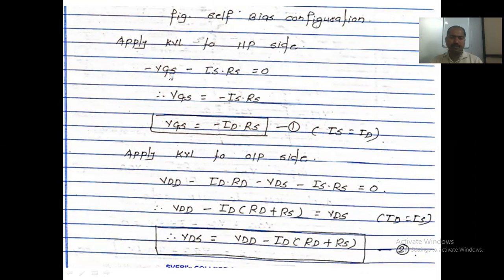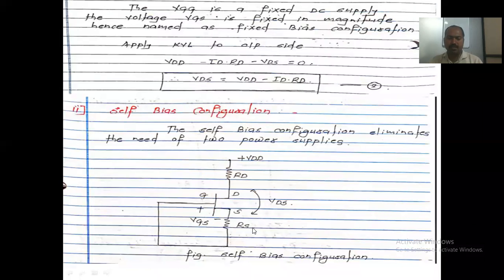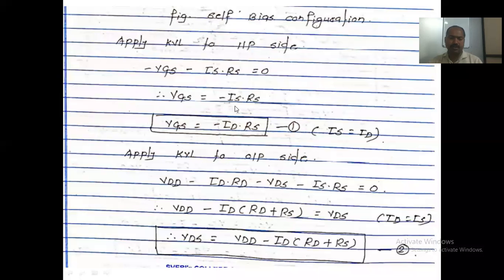For that equation, we take this minus VGS to the other side. So VGS equal to minus IS into RS. This is the equation. But in this configuration, whatever current flows through the drain should be exactly flowing through the source. That's why we take ID equal to IS. So we have eliminated IS and taken it as ID. So VGS equal to minus ID into RS.